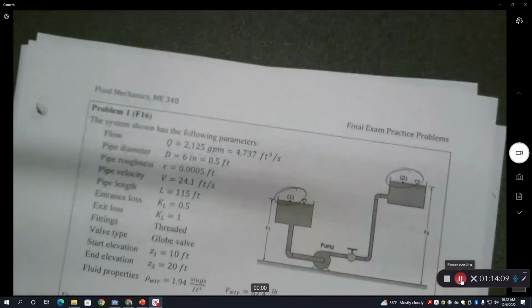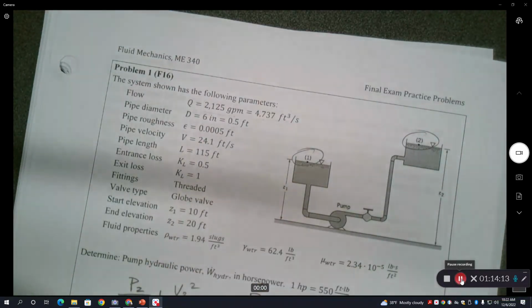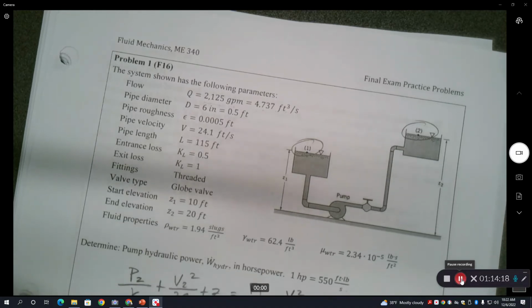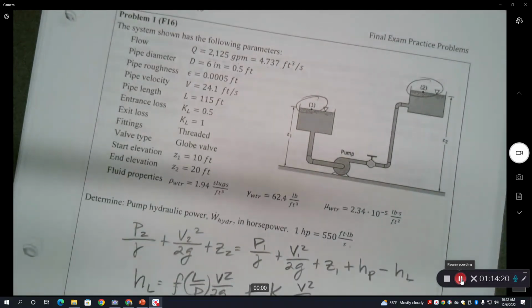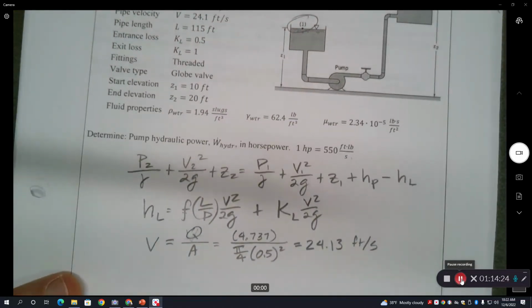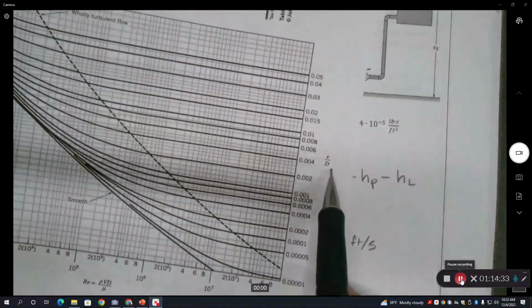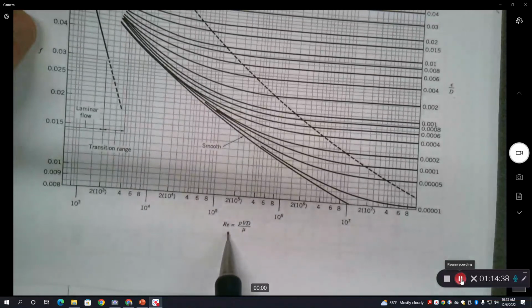They, being me in the past, didn't give us f in here, this friction factor. So we're going to need to find that. And in order to find that, we need two things. We're going to go to the Moody diagram. Before we go to the Moody diagram, we need to know the roughness ratio and the Reynolds number.